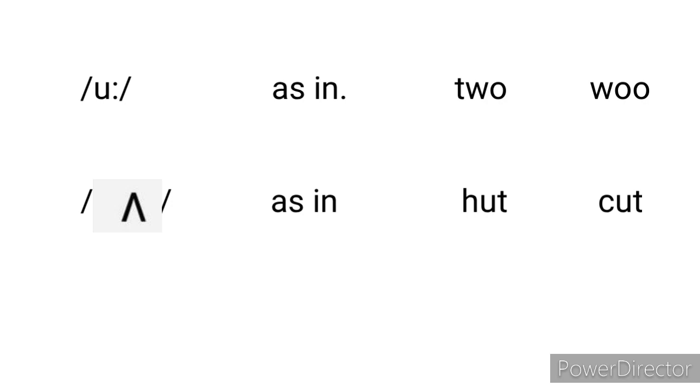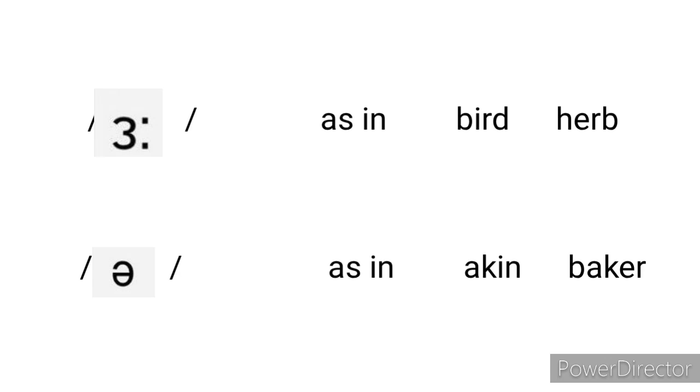10. We have a sound as in hot, cut. 11. We have air, as in bird, herb. 12. As in becker, a cane.